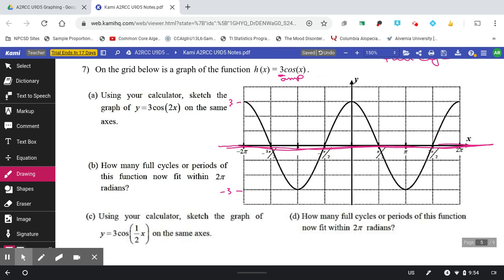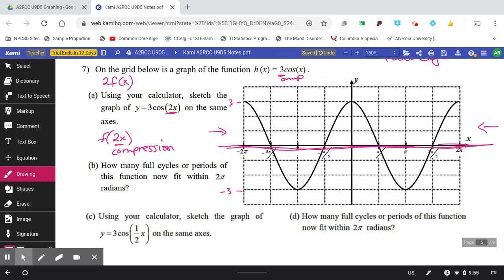Now it says to use your calculator to sketch the graph of y equals 3 cosine 2x. If you remember, when we have f of 2x, when the 2 is on the outside like this, that was the vertical stretch. But when it's on the inside, it's the opposite. So this is a compression. We're compressing toward the y-axis, so we're pushing it in further.